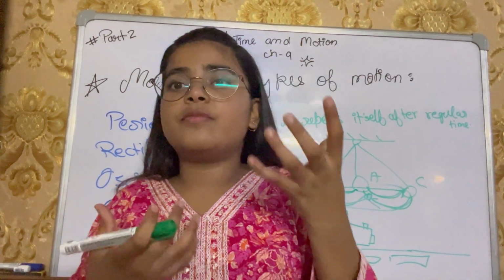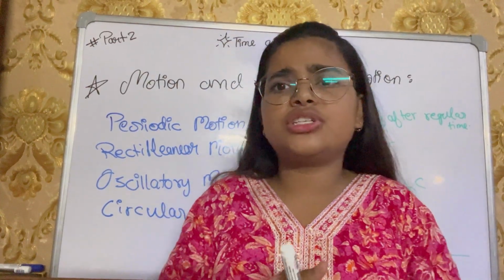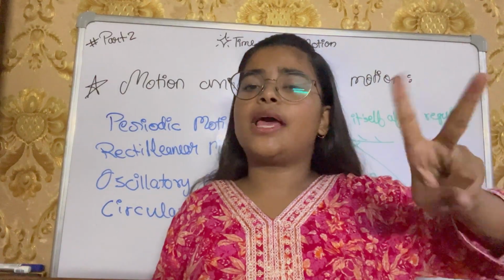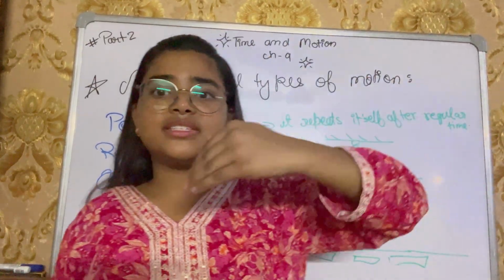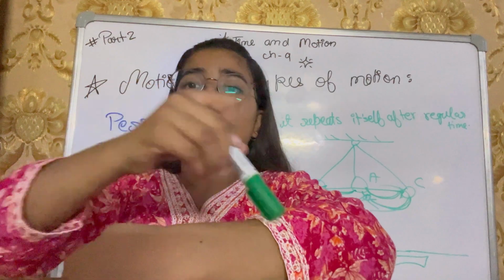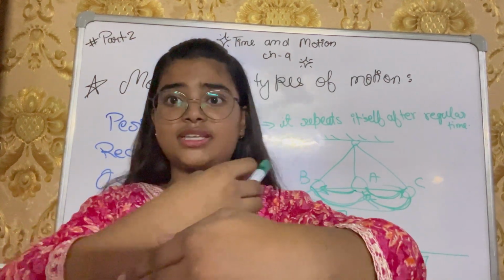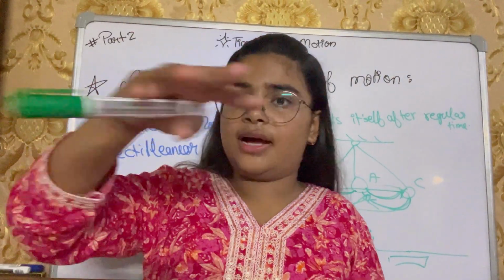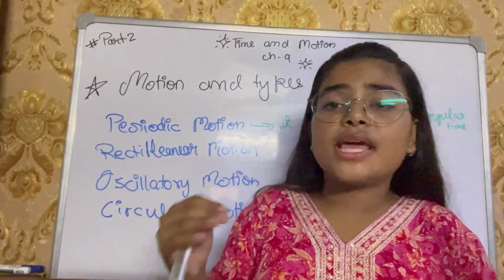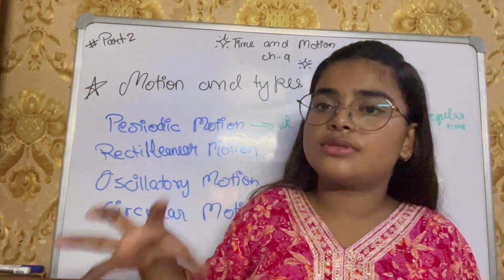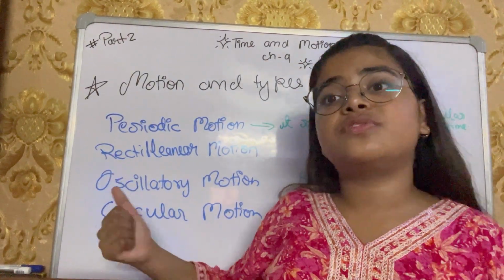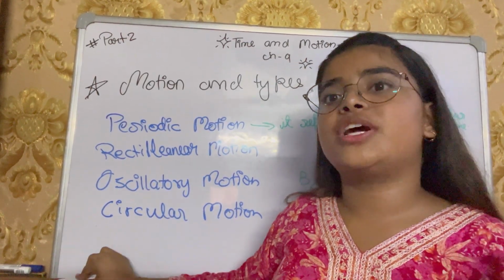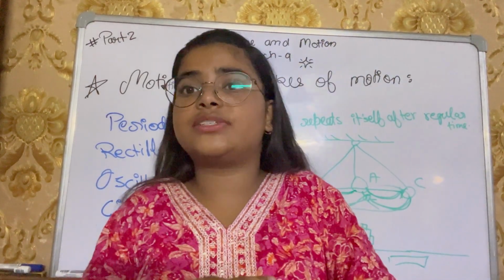I want to give you one more exceptional motion, that is curvilinear motion. Suppose this is a curved line, and a car or anything is moving on this curved line. This is said to be curvilinear motion. Anything which moves on a curved path is known as curvilinear motion. Anything which moves on a circular path is known as circular motion. Anything which moves on a straight line path is known as rectilinear motion. So these were the types of motion.